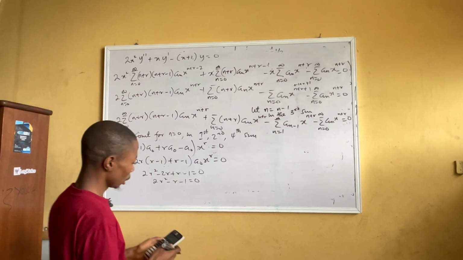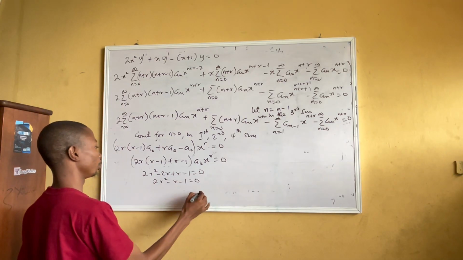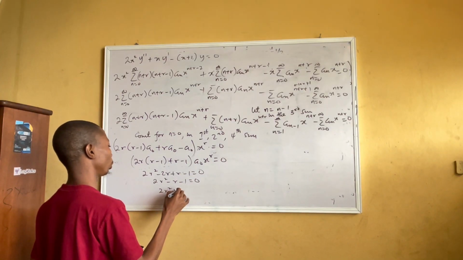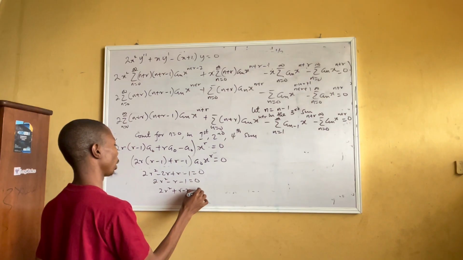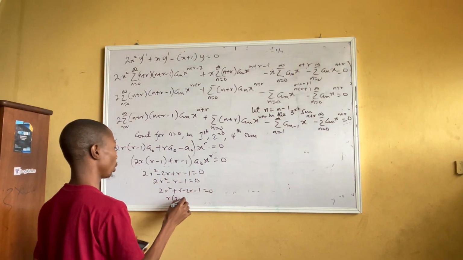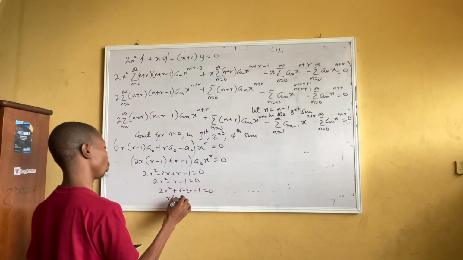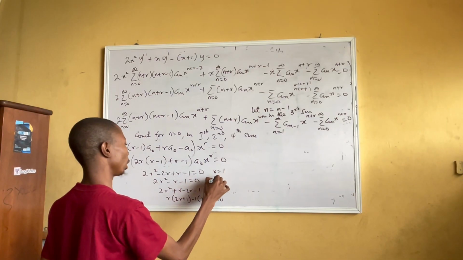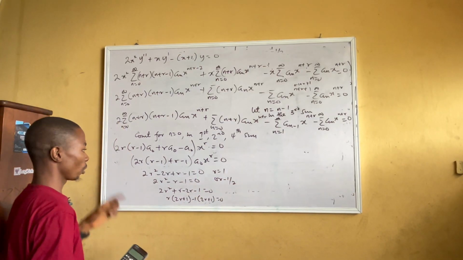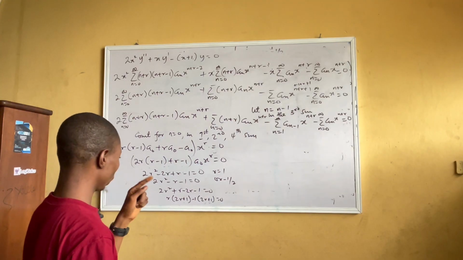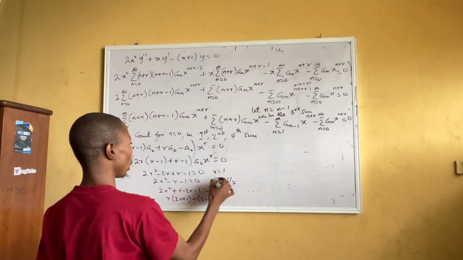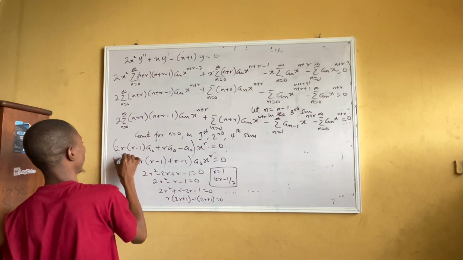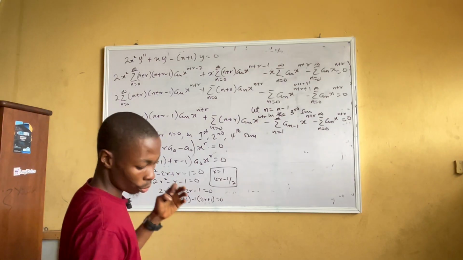If you factorize that, let me just use the calculator. We get (2r plus 1)(r minus 1) equals 0. Your r will be 1 or minus half, from the initial equation. After getting the initial equation, let's keep the solution of our initial equation. Now go back to the sum.